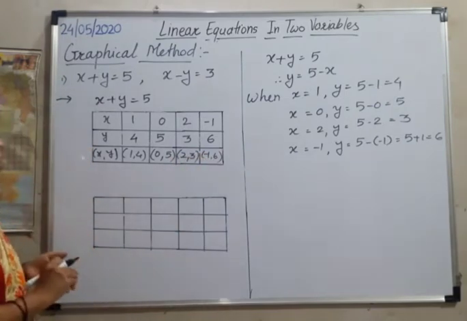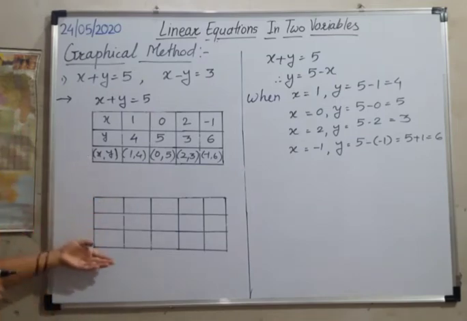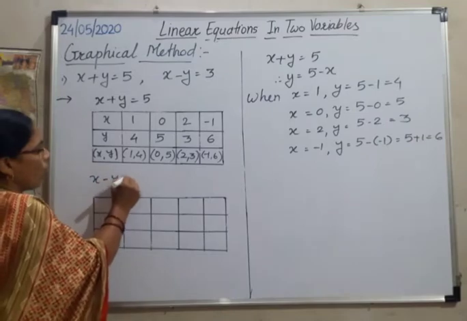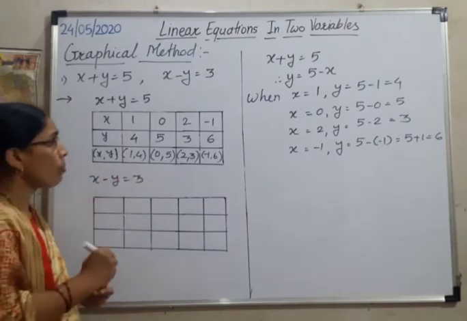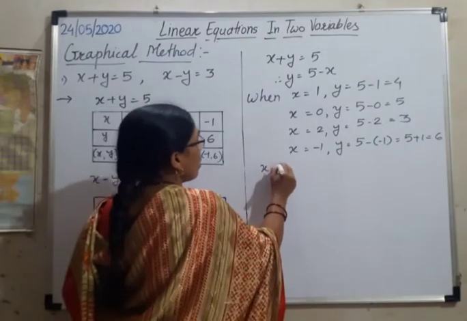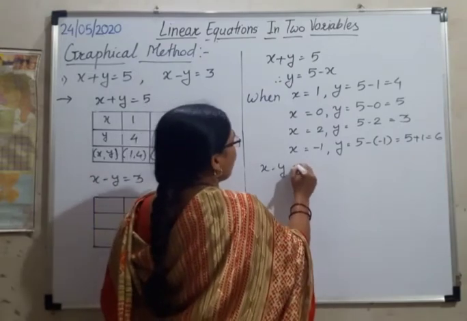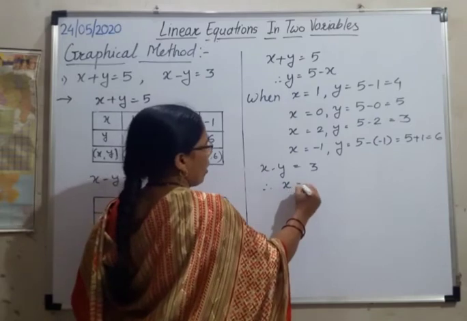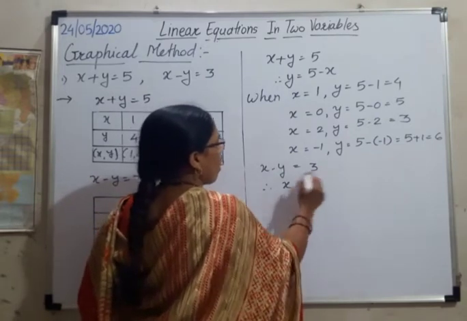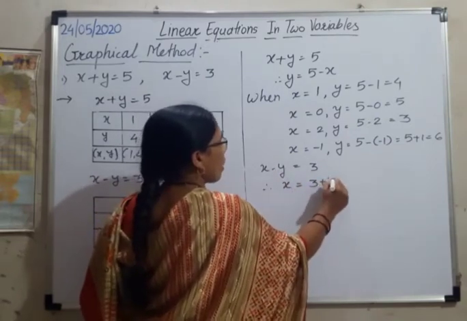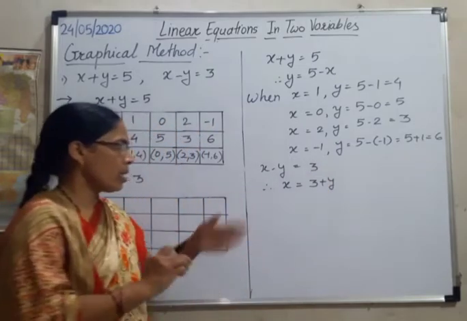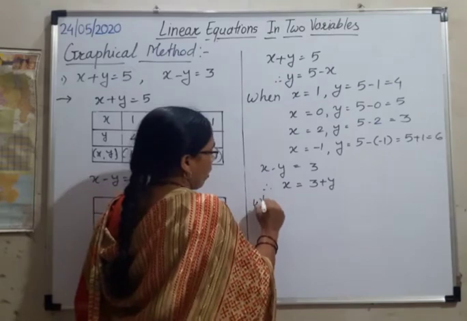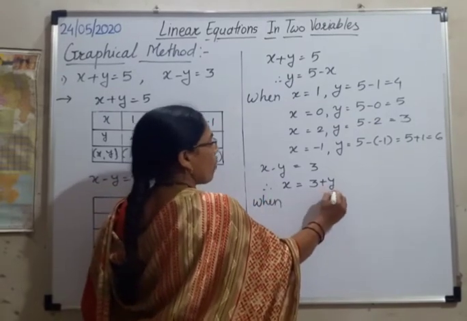Similarly, we can find the four ordered pairs of the second equation, which is x minus y is equal to 3. Now this equation also we can write in x form or y form. So I am writing this equation in x form. So x is equal to 3 plus y. When we change the side, the sign also changes. Now you can take any values here also. Now we have to take the values of y.